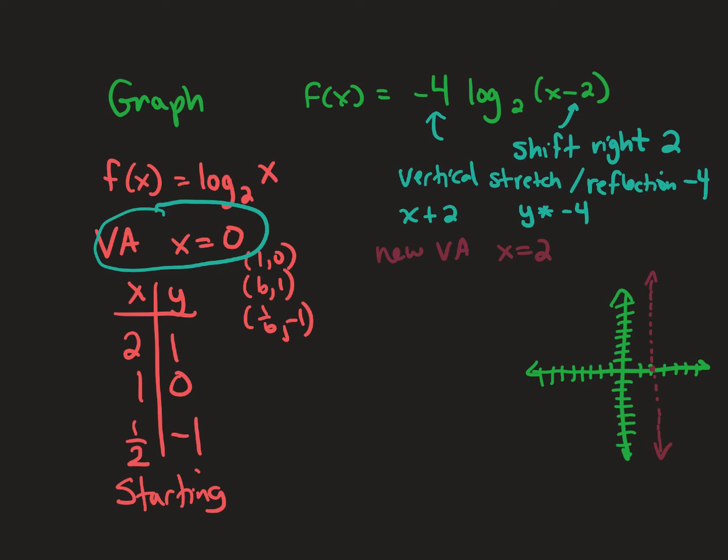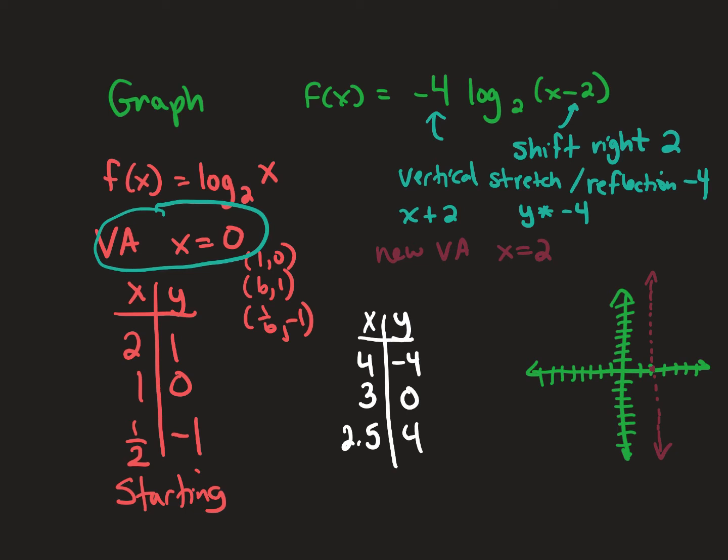So there's my vertical asymptote. Now, if I do my new points just by adding 2 from my key points, I'll get 4, 3, and 2.5. And if I multiply the y's by -4, I'll get -4, 0, and +4.